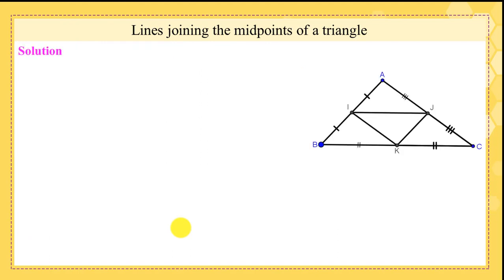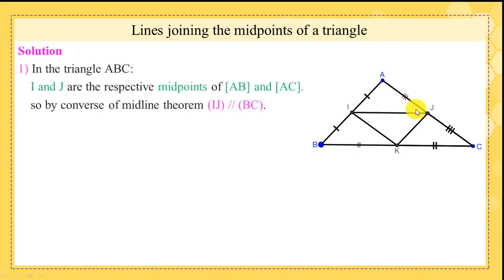Solution. Here we have triangle ABC. I, J, K are the respective midpoints of AB, AC, and BC. What can we say about IJ and BC? Since I is the midpoint of AB and J is the midpoint of AC, we can use the converse of the midline theorem. By the converse of the midline theorem, since I and J are the respective midpoints of AB and AC, we get IJ is parallel to BC.